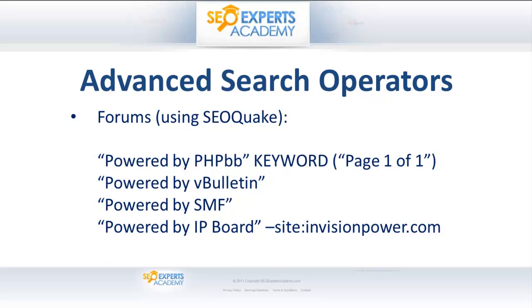Now, just quickly, forums: obviously we want to use SEO Quake here. If we're interested in relevancy, we can do a search on "powered by" the particular software platform, like vBulletin or IP Board. If you find you're getting a lot of results from the software company themselves, like I noticed when I search on IP Board forums, I get a lot of InvisionPower.com sites, I can use that negative search operator with site: to knock that out and remove it from all search results. So don't overlook those negative search operators. And of course, you've got the "page 1 of 1" command as well that you can use.